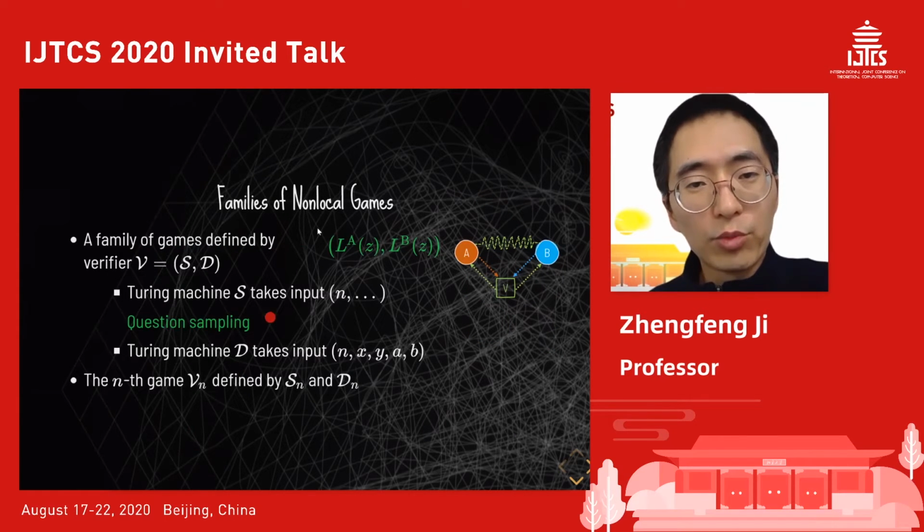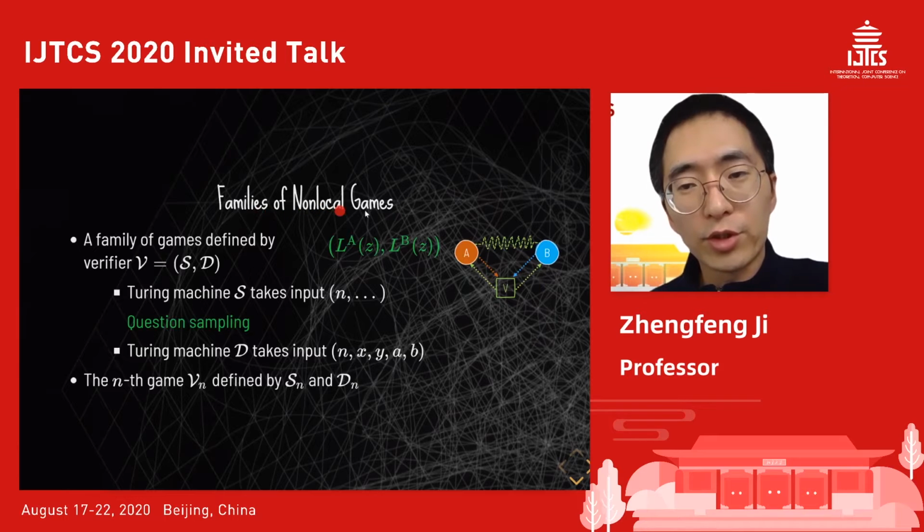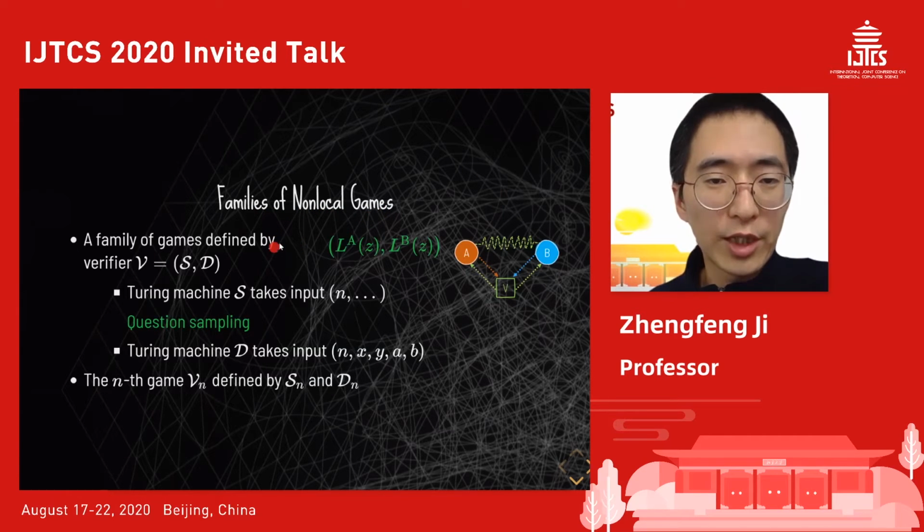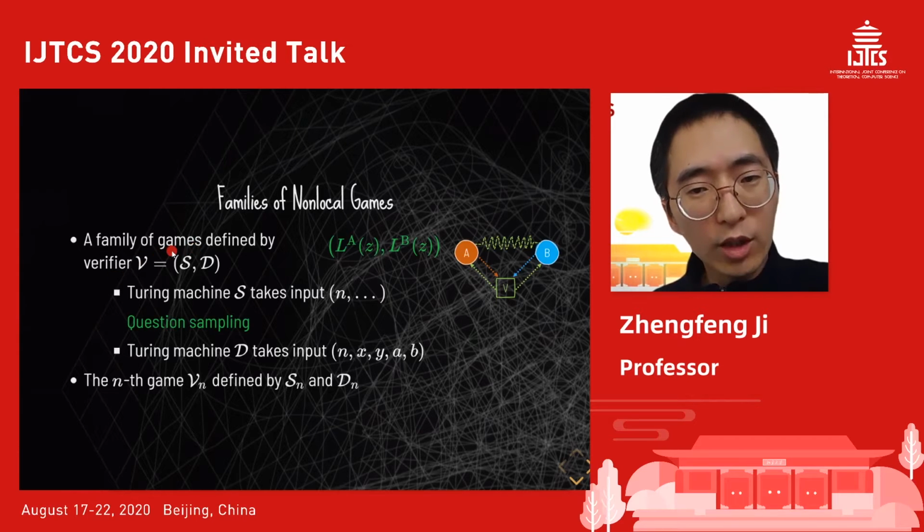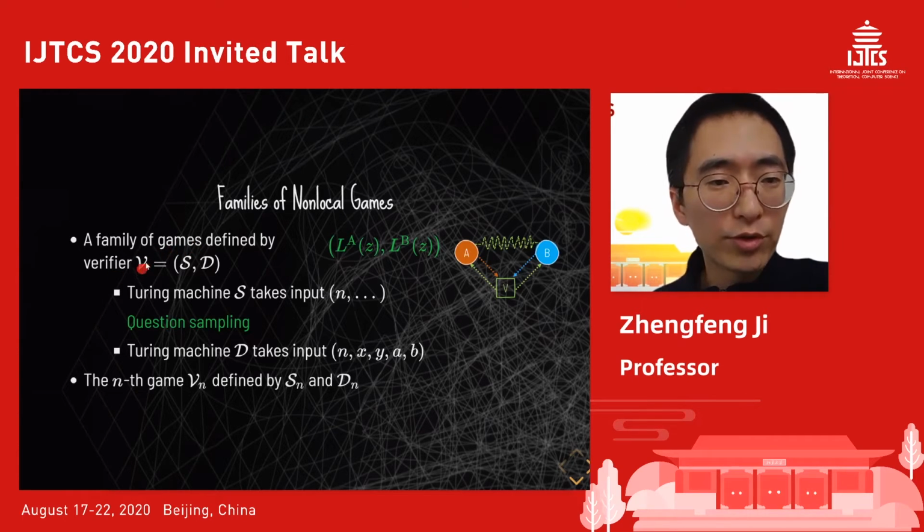In our discussion, we'll also consider families of non-local games, because to argue about decidability, it's convenient to consider a family of games rather than a single game. So we define a family of games using Turing machines, in some sense, as uniform families of games.